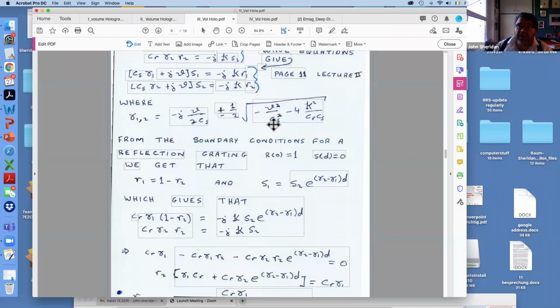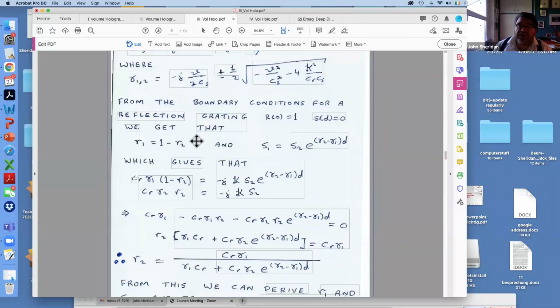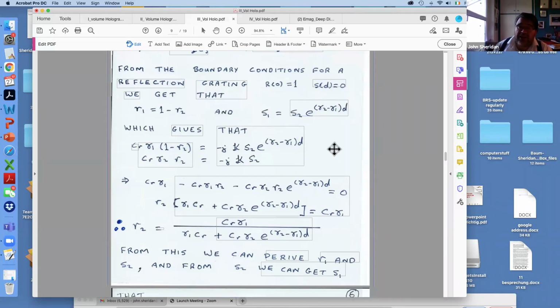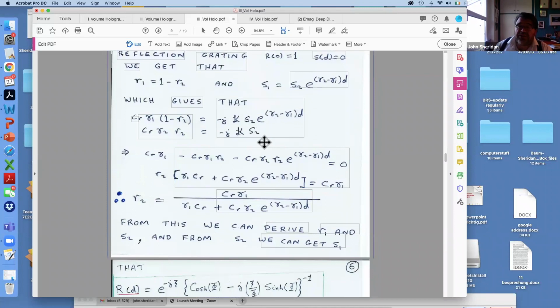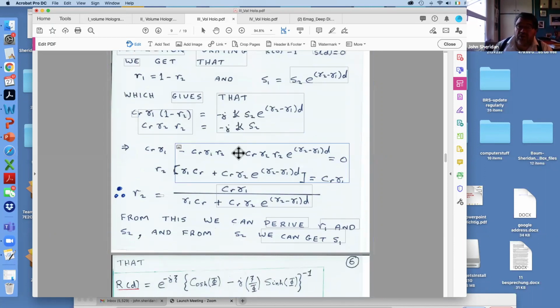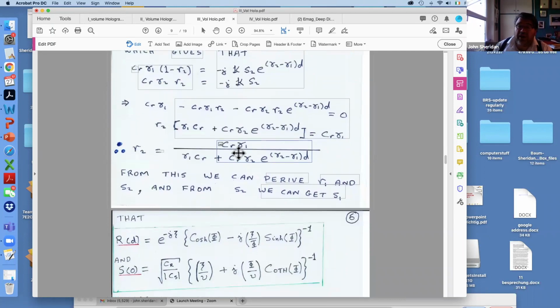And we have this defined in this term. Here's our dephasing parameter, the coupling constant, and the various obliquity factors. And from the boundary conditions for the reflection case, these two, we get that R1 is equal to 1 minus R2, and S1 is equal to S2 e to the power of gamma 1 minus gamma 2 times D. And that's going to give us the following expressions. So now we have 2 simultaneous equations. We substituted in, and we got 2 simultaneous equations with 2 unknowns: R2 and S2. And so we can go away and solve for these.